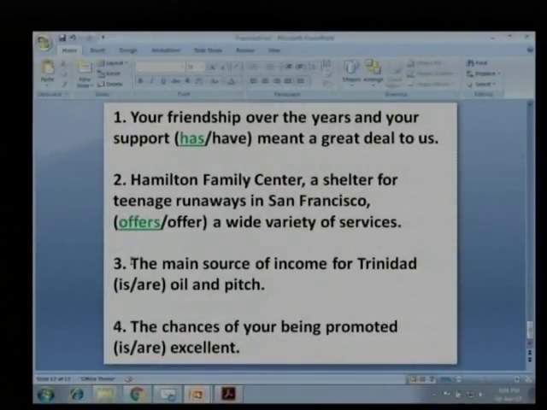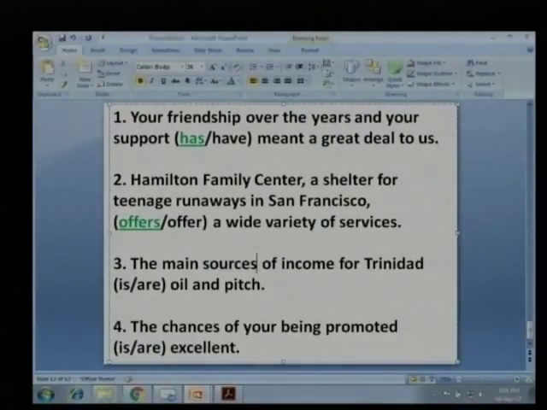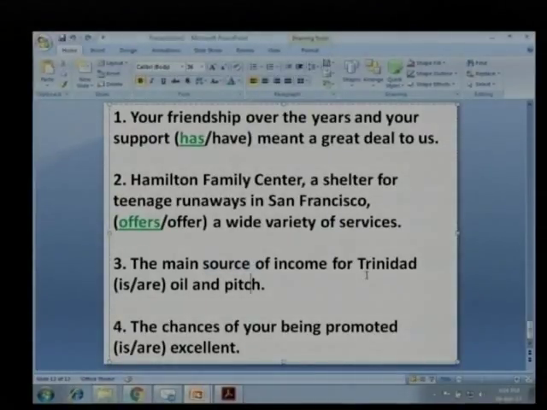The main source of income for Trinidad is or are oil and pitch. So oil and pitch, 1 plus 1, 2, plural. That is not the subject. The subject is source. In case the subject becomes sources, then you will pick are. Since it is singular, you will pick is. So the main source of income for Trinidad is oil and pitch.